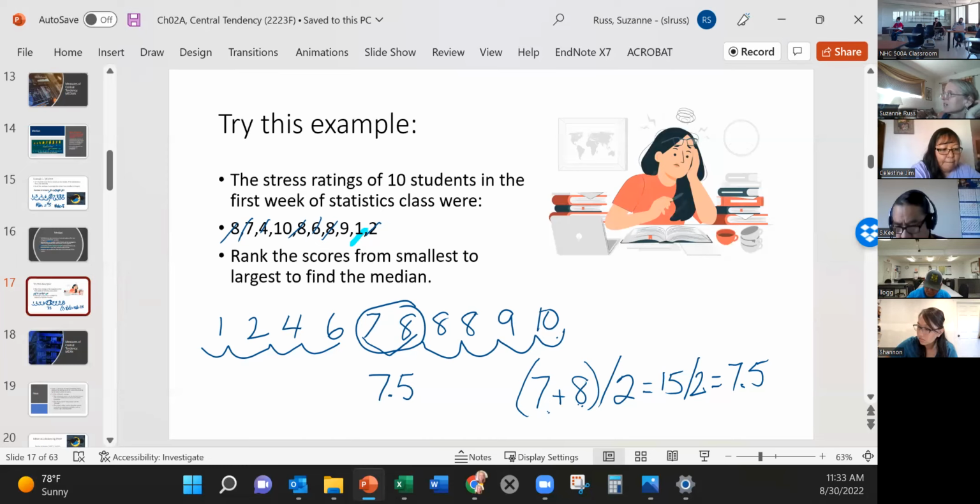So that's the end of the content on the median for now. We'll do a little more later, but are there any questions on this?